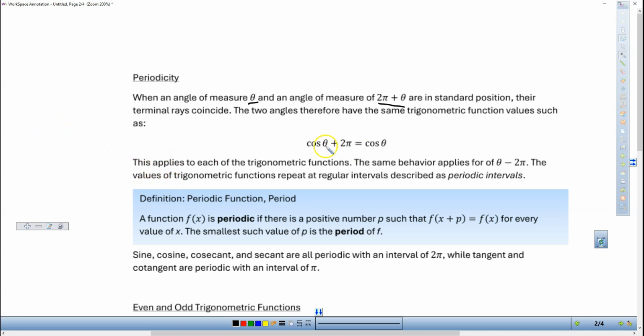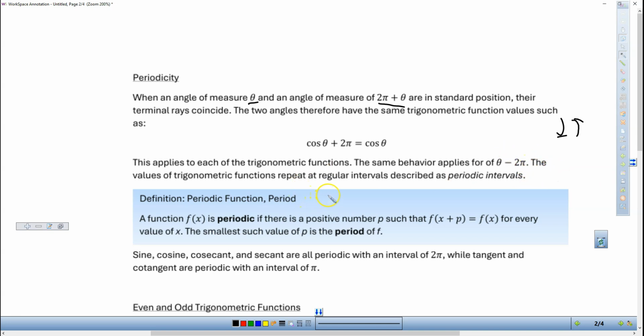Now this is not simply limited to cosine. This applies to each of the trigonometric functions, and the same behavior applies to values of theta minus 2 pi. Because whether you're going clockwise or counterclockwise on the unit circle, you're going to have that same value come out if you're using 2 pi.